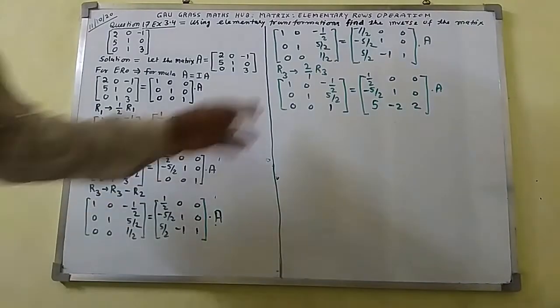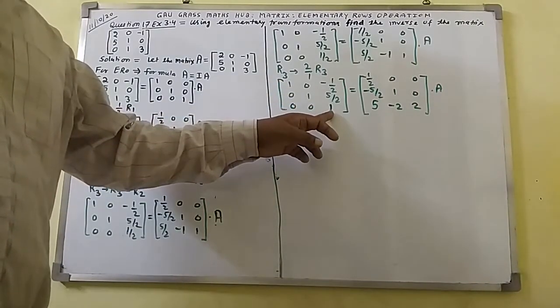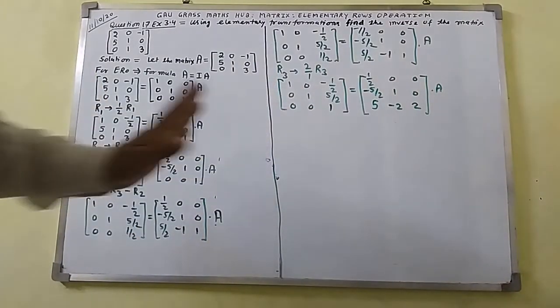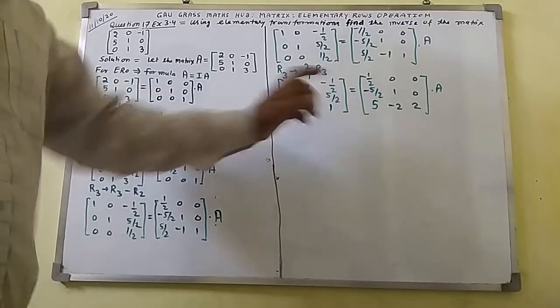So here you can see the elements of the principal diagonal you have got are 1. The rest of the elements, 0, 0, it will become. Here you can see 5 over 2 is there.